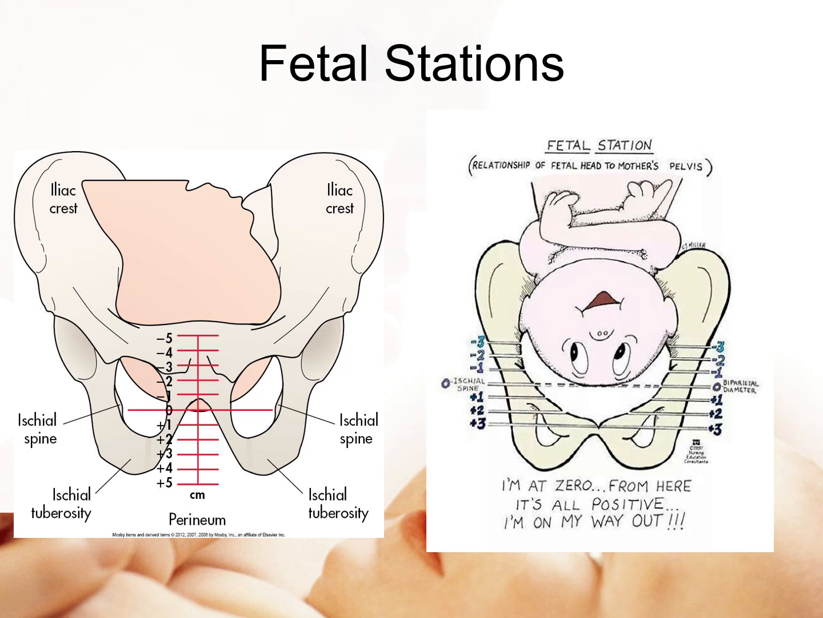So, fetal station. This is a great diagram showing you where the 0 station is, at the level of the ischial spines. As you go up, it's a minus number. When we do a vaginal exam and report it to the provider, we're telling them about dilation: they're 4 centimeters. Effacement, which is thinning out: they're 50% effaced. And then station: they're a -2 station.